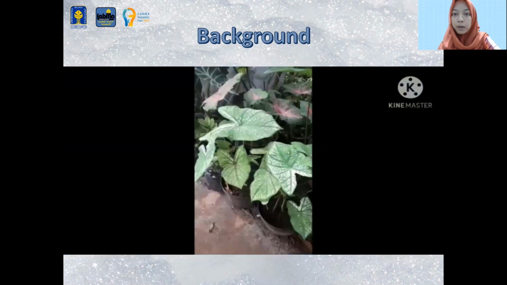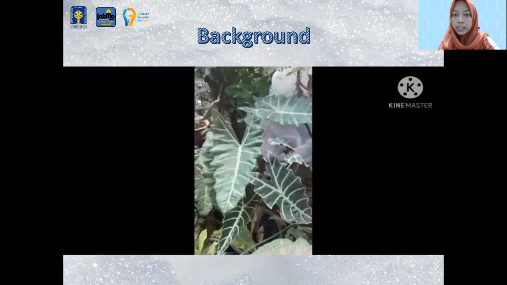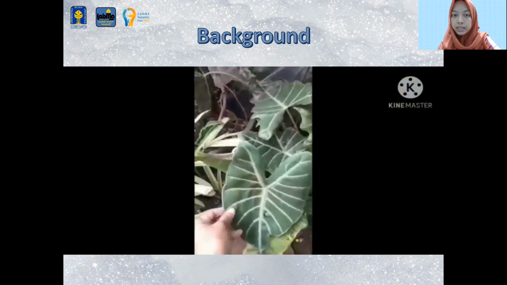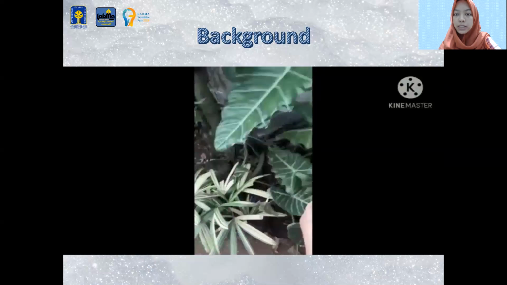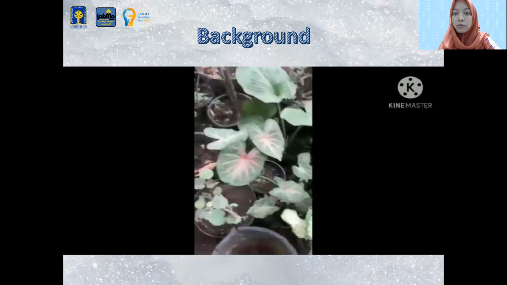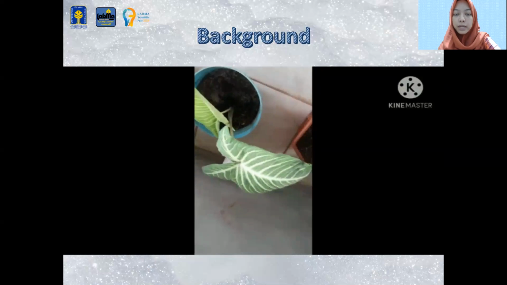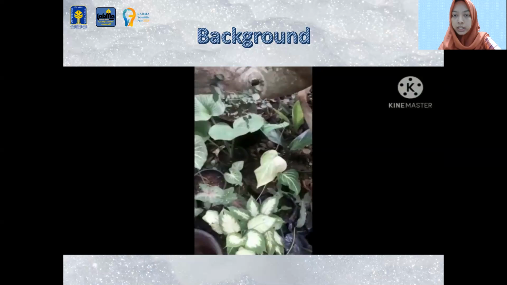Indra Garden ornamental plants located in Pondok Ranji are one of the MSMEs selling various types of ornamental plants. The purpose of the researcher in predicting the sale of ornamental plants is to determine whether the sale of ornamental plants has increased in the next period.